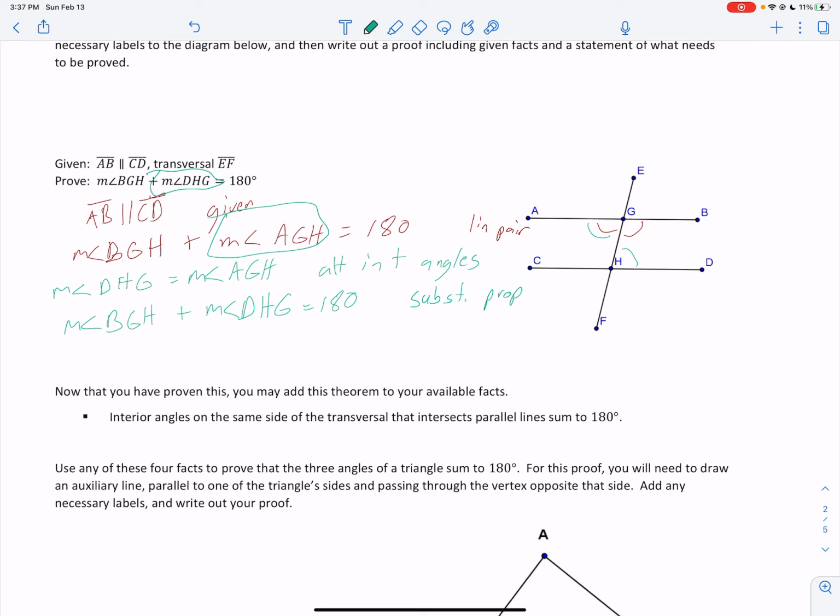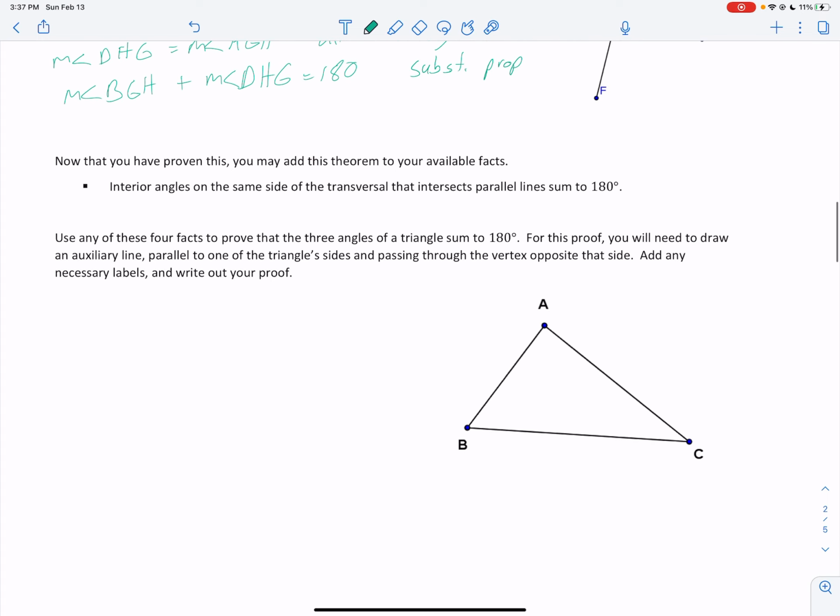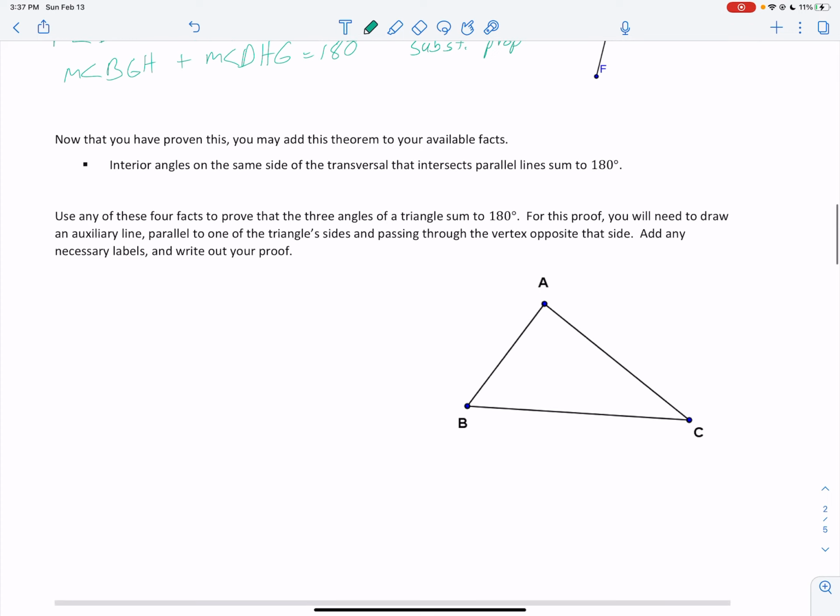So we proved that this plus this was equal to 180 degrees. And we used a linear pair, we used alternate interior angles, and we used the substitution property. So again, now that we've proven this, we can add it to our available facts. It's like our toolbox, like our inventory in a video game of key items that allows us to unlock future stuff that we can use. And our final boss is the loop test. Not a very good example, but I like it.